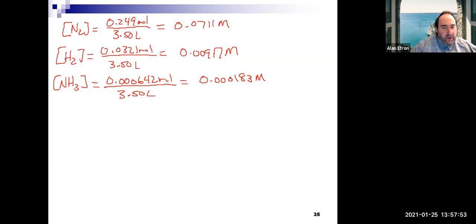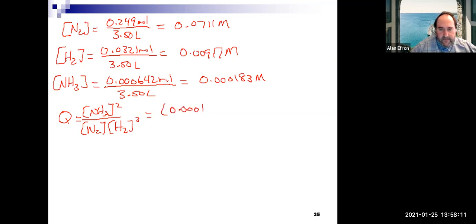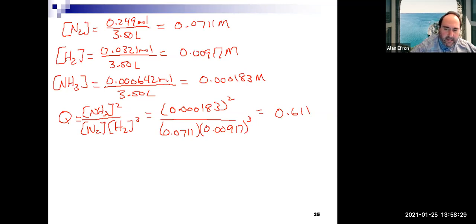Okay. So Q, again, as we saw on the previous slide there, going to be NH3 squared divided by N2 and H2 cubed. So now that we have all these values, we could basically plug it in there, 0.000183 and squaring it, divided by our N2, 0.0711 and 0.00917 and cubing it, looking like we're going to end up with something like 0.611 as our Q value. First off, any questions on that part of the calculation there?